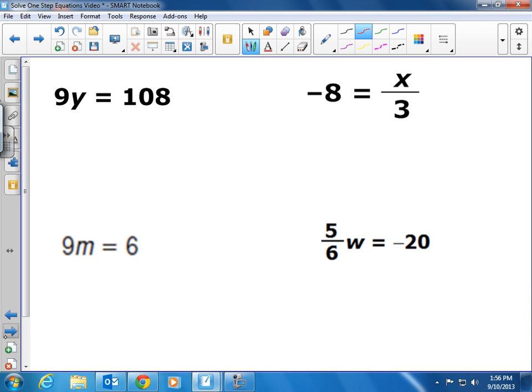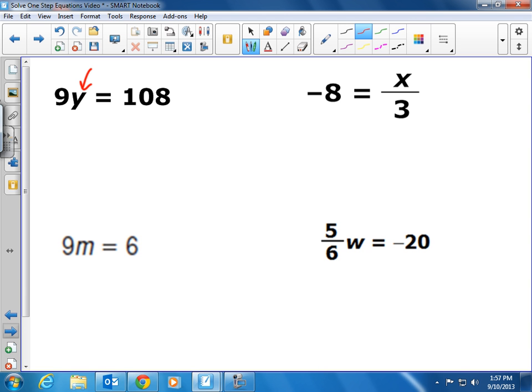Now we're going to switch gears from addition and subtraction and work on some multiplication and division. Okay? So, in this first problem, 9y equals 108, I'm looking for my variable. I want to find it because my goal is to isolate it. It wants to be alone. Right now it's being tied to the 9.